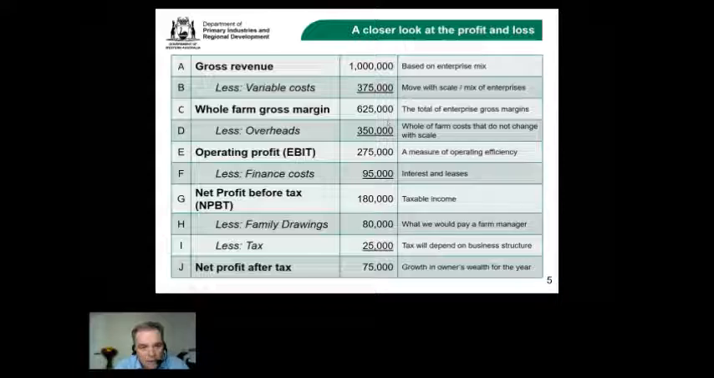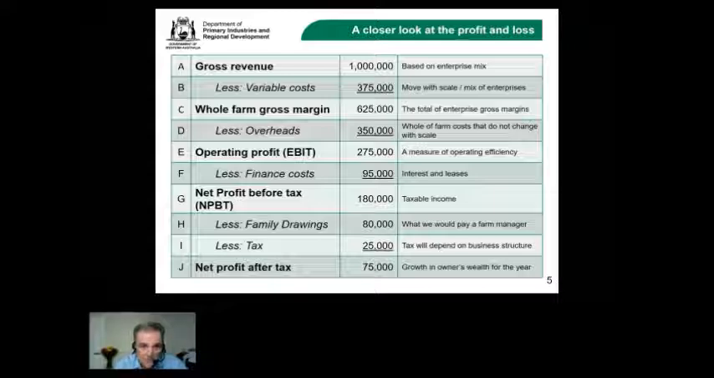So if we take our overheads away from our whole of farm, we end up with this operating profit, sometimes referred to as EBIT. EBIT is an acronym. It stands for earnings before interest and tax. Simple word for it, operating profit. We have this subtotal because it's a good measure of the operating efficiency of the farm, before you take off things that you have little control over, finance costs, tax, that sort of thing.